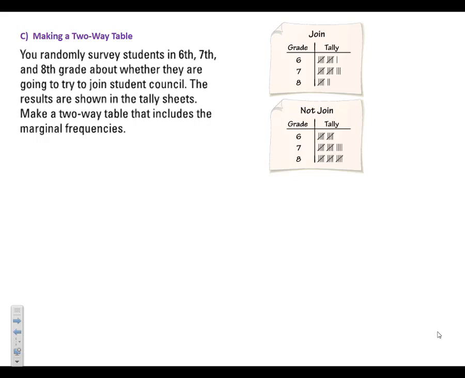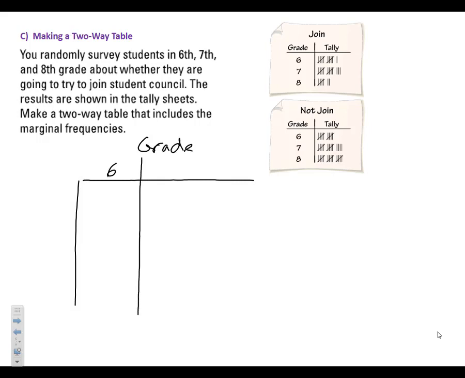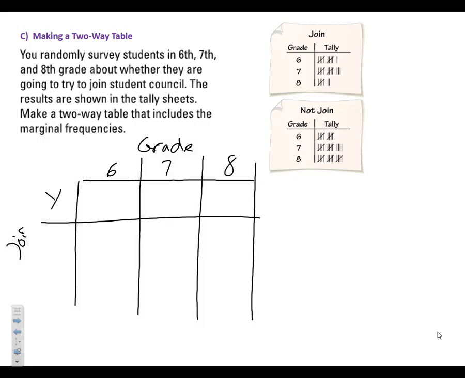It's going to look something like this, and I'm actually going to put my grade level on the top. It doesn't matter. You can put it on either side. So I'm going to say 6th graders, 7th graders, and of course 8th graders. All right. And then over here, whether they're going to try to join, right? And so right here would be yes, they're going to try to join, and right here would be no, they are not going to try to join. So I'll just write that in, yes, no. And then we're going to go over to our tally, and we're going to fill in the information.